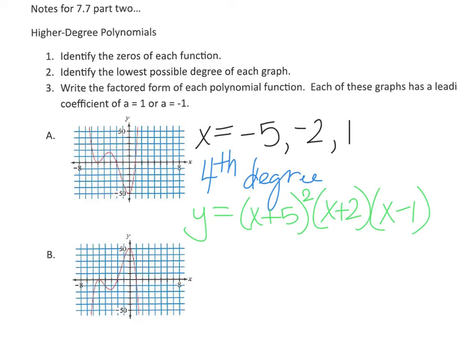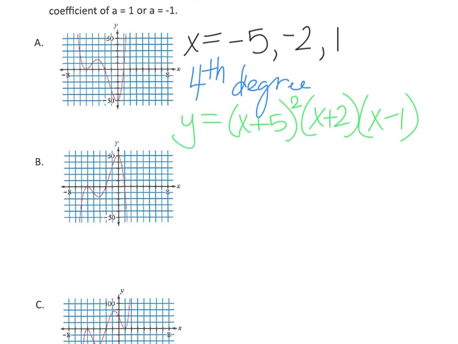Well, let's look at this next one. For graph B, I have a double root, we're doing a bounce, a single root, cross through, single root, cross through. Notice they're at the same spots, -5, -2, and +1. So my zeros are still the same. They're still -5, double root again, -2, single root, 1, single root.